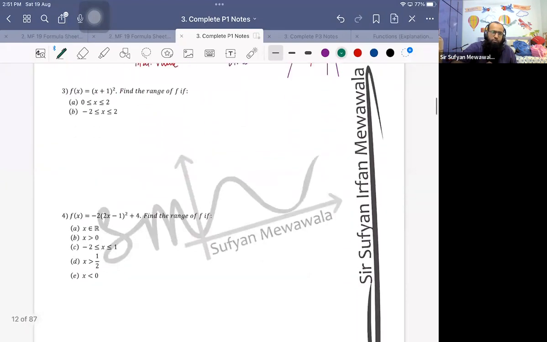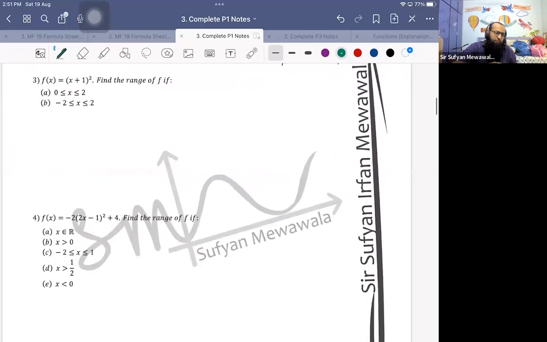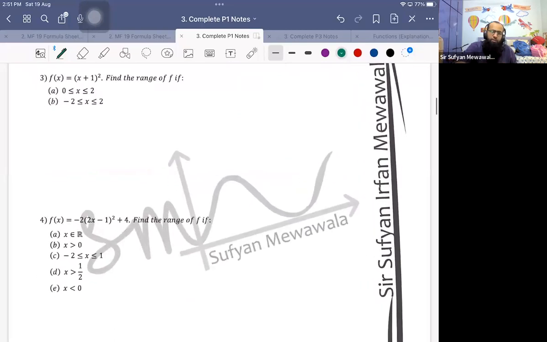All right, great. Moving on towards the third example. If the function is f(x) equals (x plus 1) square, find the range of f if. Now there are two possible domains given. If part A is the case, and if the domain is 0 till 2, what will be the range? If the domain is -2 till 2, what will be the range? So there are two parts. So let's focus on the first part first.